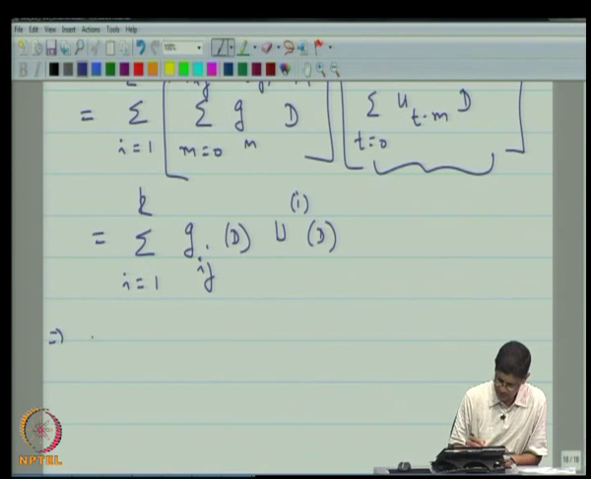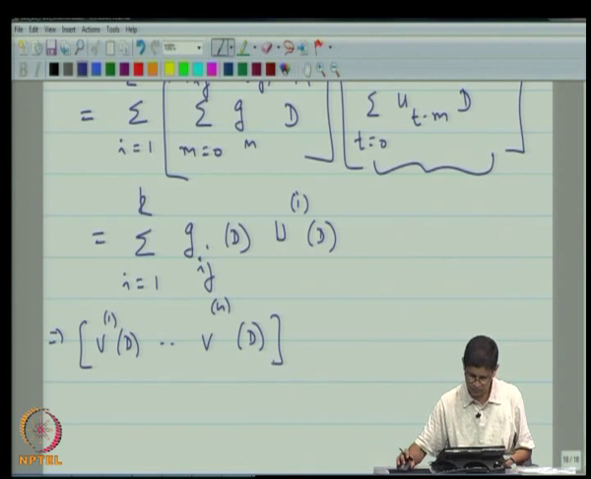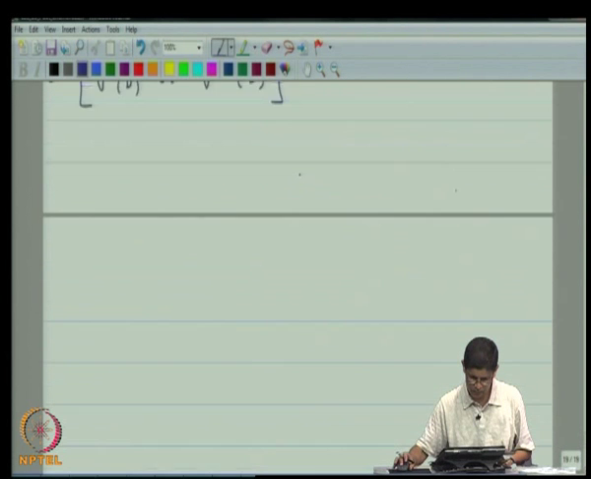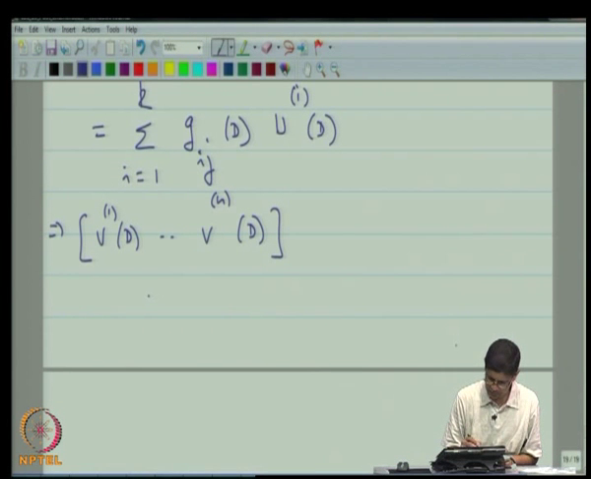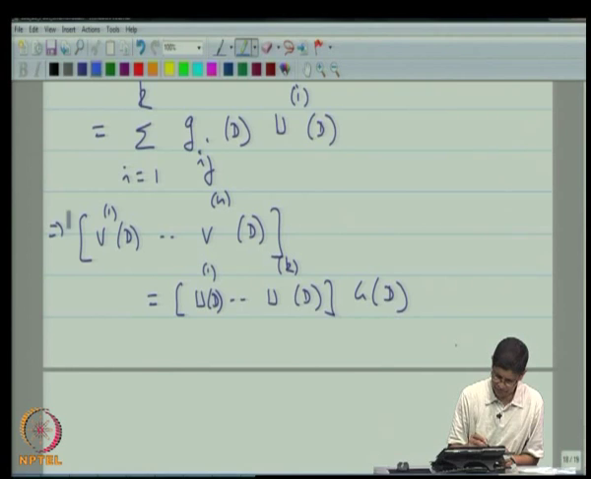So, this actually leads to the equation that we have used: the row vector V_1(D), ..., V_n(D) is the row vector u_1(D), ..., u_k(D) times the polynomial generator matrix.